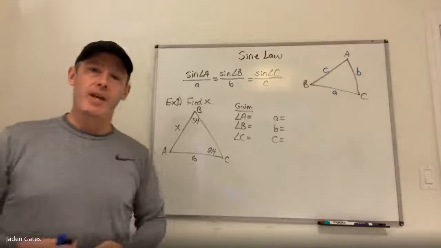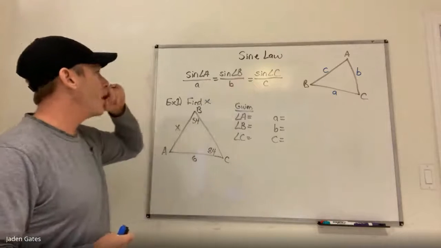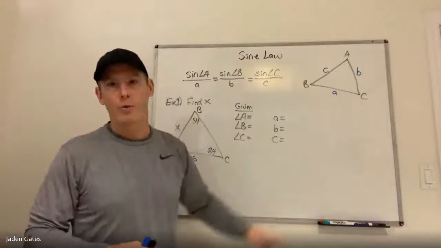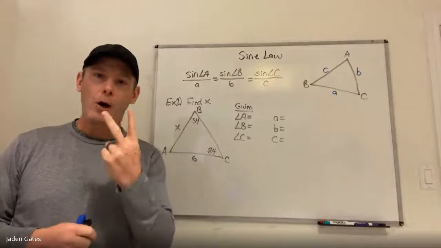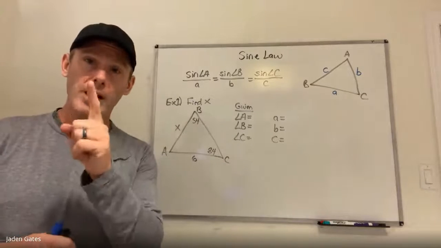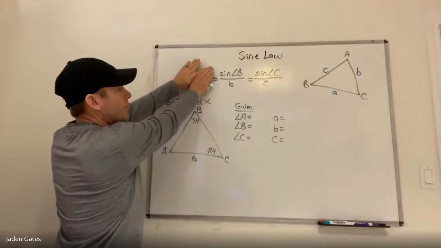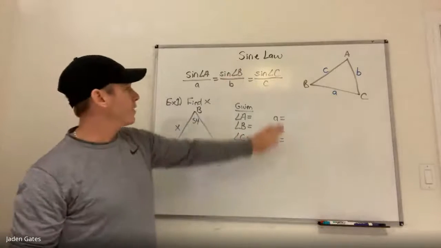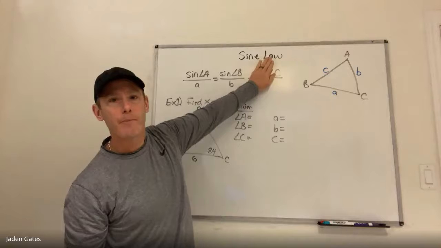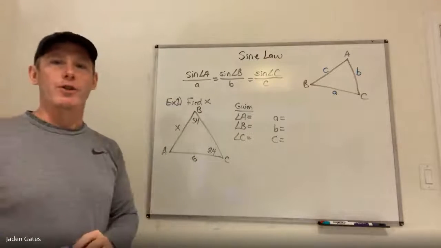The second thing is that there are two equal signs in this law, and there are three parts to it. What we're going to do is only use two parts of this equation, which means one equal sign. So we might use the B and the C part, the A and the C part, or lastly, the A and the B part. We're only going to use two sections of the sine law.